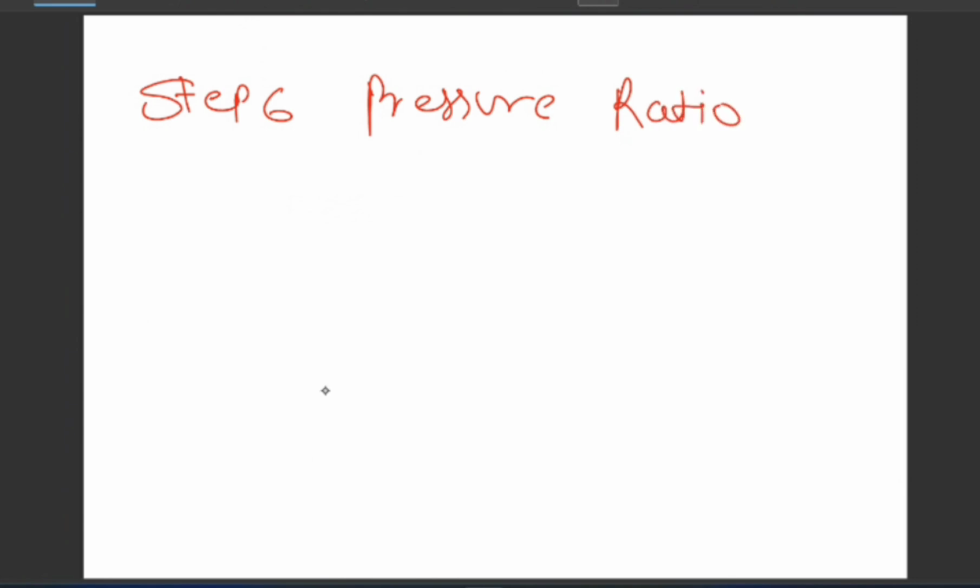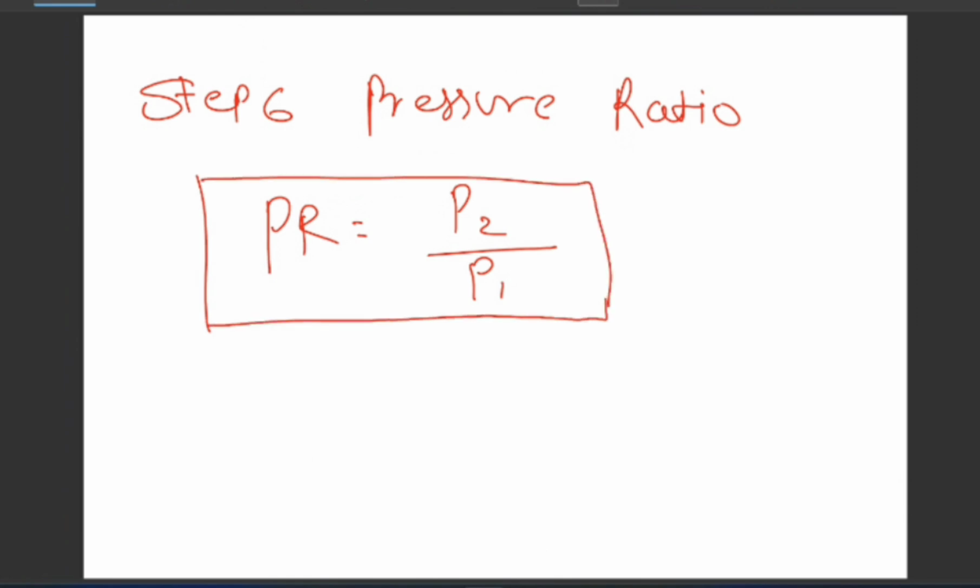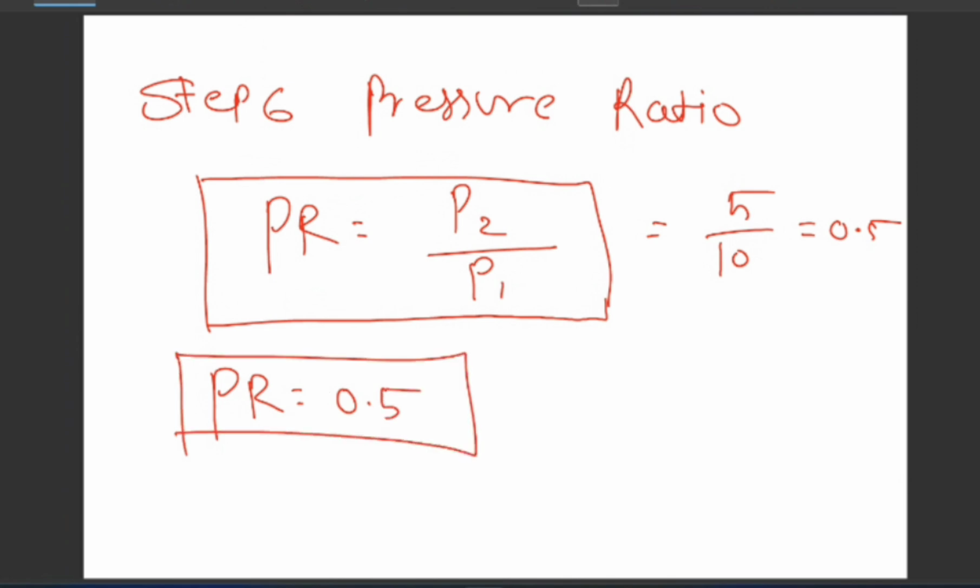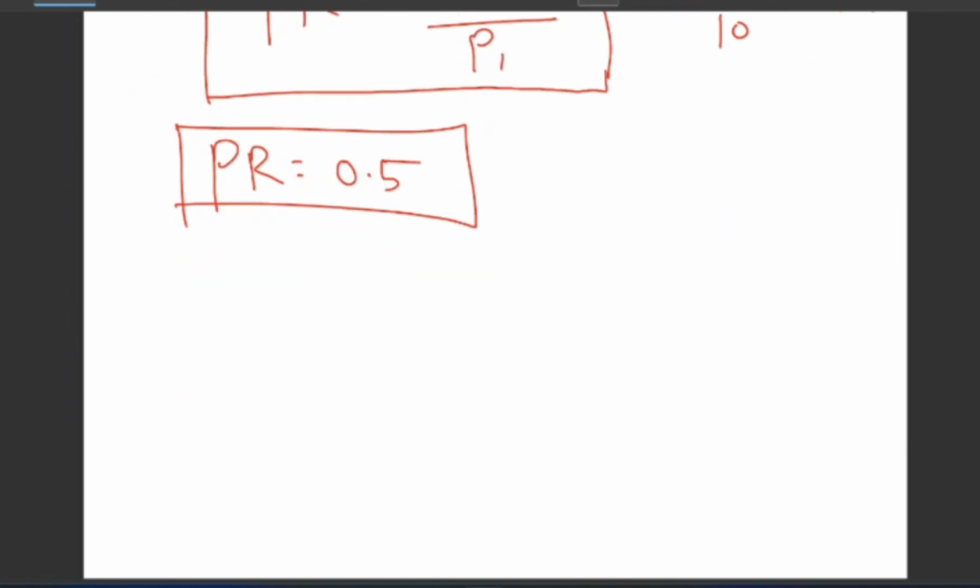Now pressure ratio, step 6. PR is P2 by P1. In compressor we have to see this. So 5 by 10, so it is around half. Half means 0.5. So PR is 0.5. It is also a unitless value.